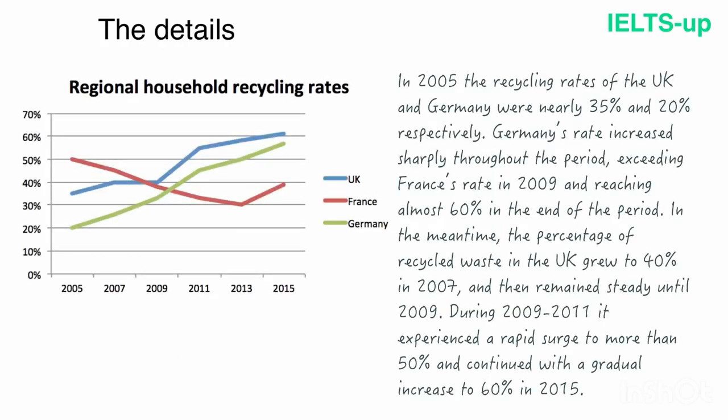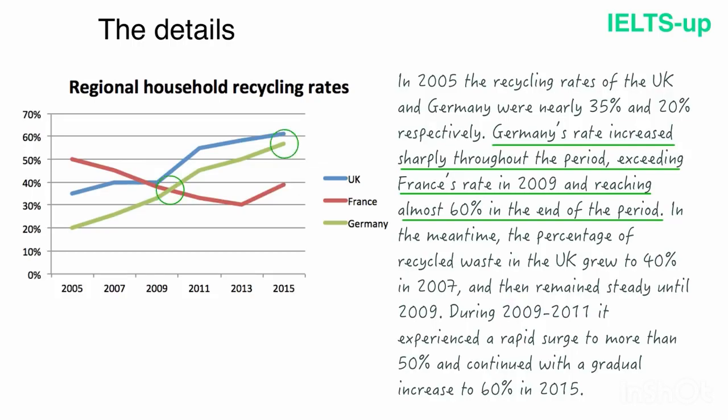And here's my first paragraph with the details. I started by describing the data in the beginning of our time period. In 2005, the recycling rates of the UK and Germany were nearly 35% and 20% respectively. After that, I describe how Germany's rate changed, providing the percentages in some important points, and in the end of our time period. Germany's rate increased sharply throughout the period, exceeding France's rate in 2009 and reaching almost 60% at the end of the period.